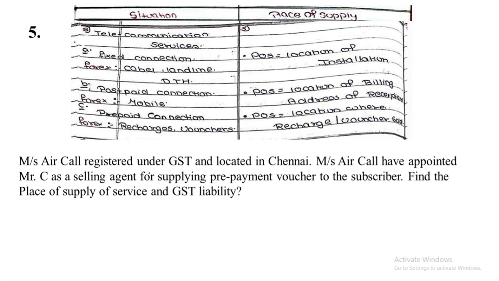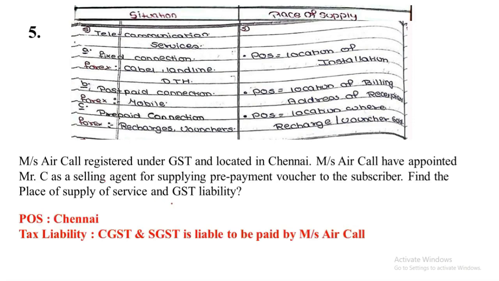So here your place of supply will be nothing but Chennai, and the tax will be CGST and SGST. So for telecommunication service, wherever the installation has taken place, or for postpaid, wherever the recipient stays, or for the prepaid, wherever the vouchers have been sold, those areas will become your place of supply.